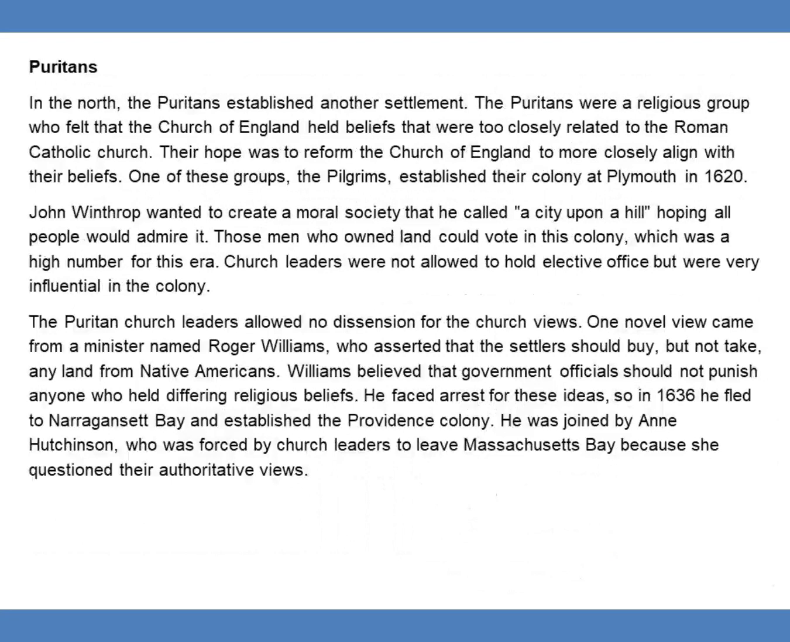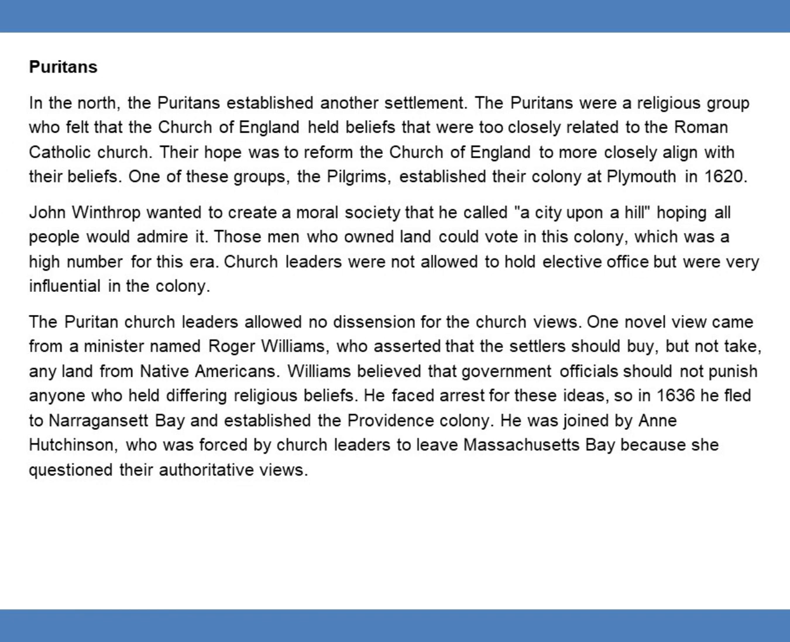Puritans. In the North, the Puritans established another settlement. The Puritans were a religious group who felt that the Church of England held beliefs that were too closely related to the Roman Catholic Church. Their hope was to reform the Church of England to be more closely aligned with their beliefs. One of these groups, the Pilgrims, established a colony at Plymouth in 1620.